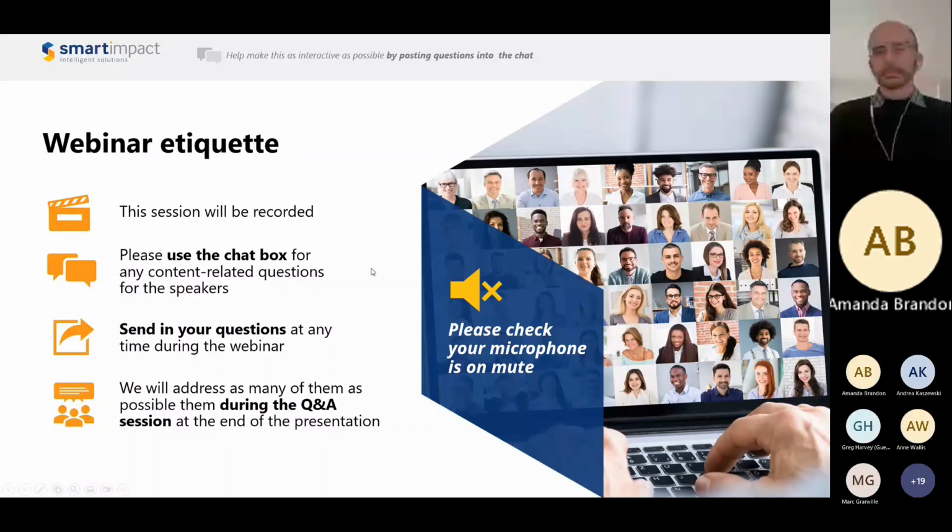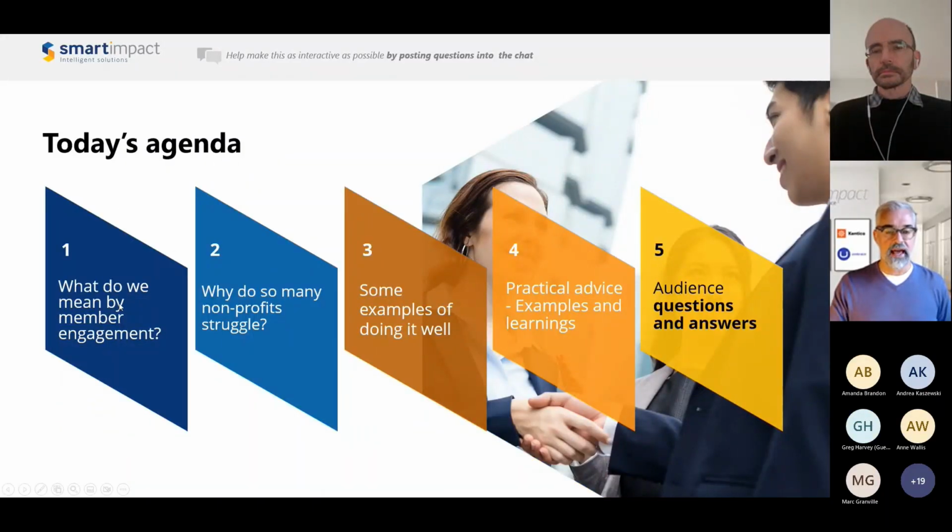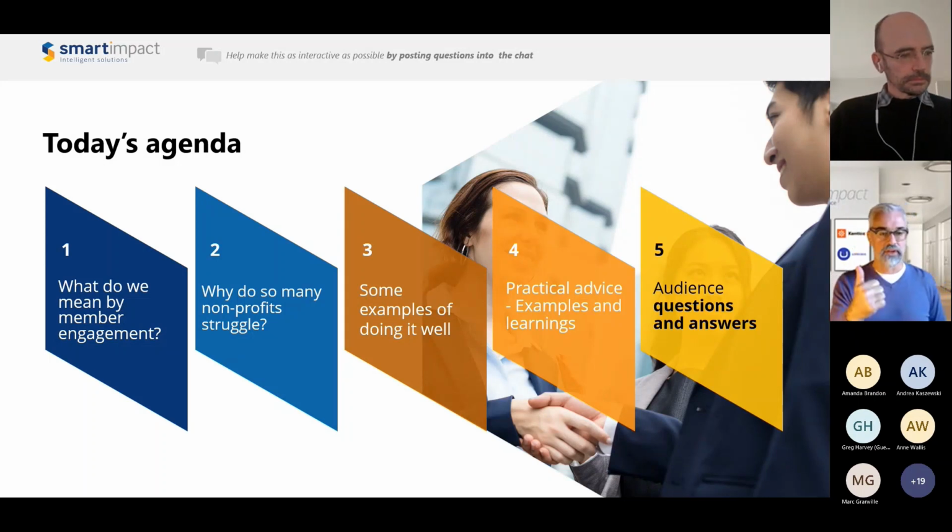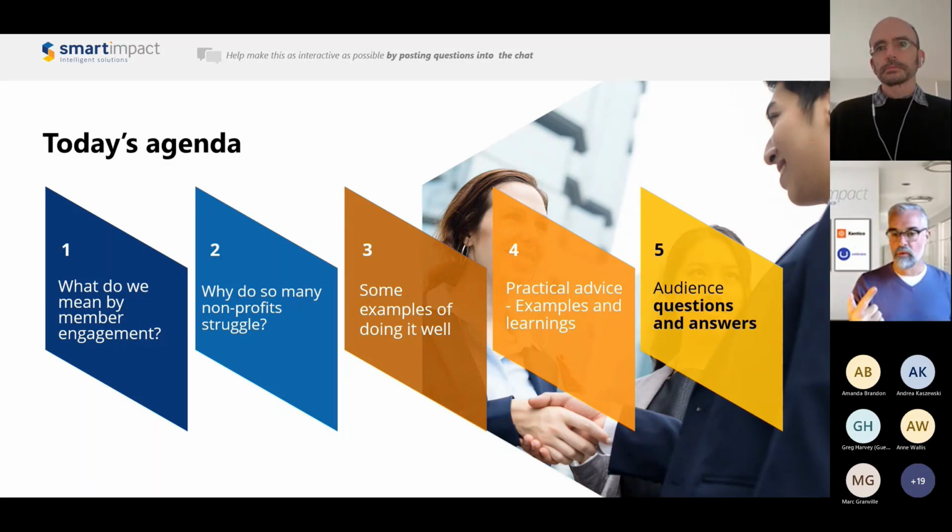So 5 areas. What we're going to do, Alan's going to cover the first 2 areas. So what's good engagement look like? Why is it an issue? And then I'm going to cover some good examples or some great examples of how people are covering this off well, some things you can do to start yourself along that journey, or to get yourself further along that journey. And then, as I say, we'll have a roundup Q&A.